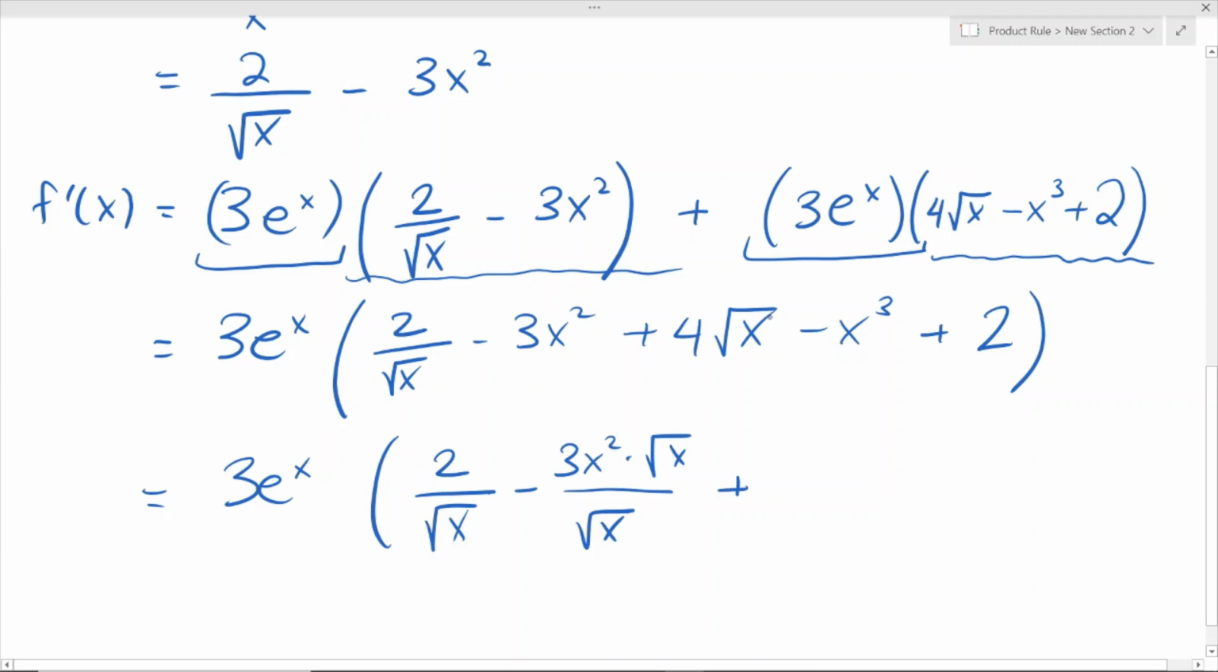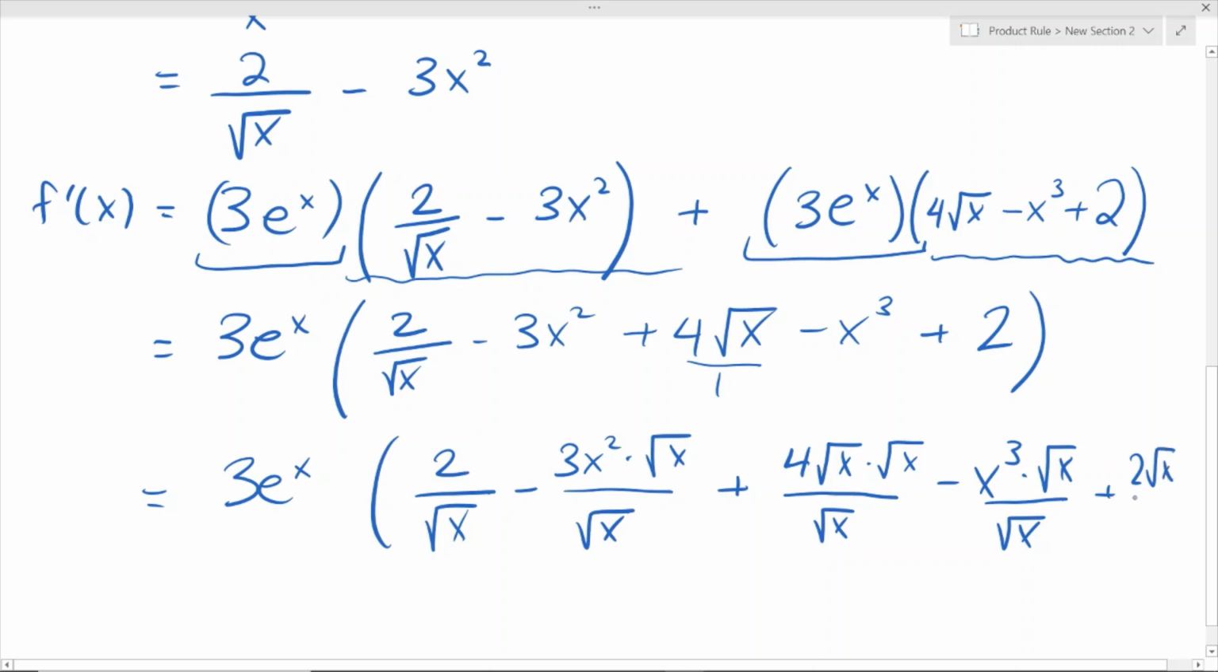So I'm going to multiply the numerator by square root x and the denominator by square root x. So I'm going to get 4 times square root x times another square root x. I have to multiply by square root x in the denominator, so I'm going to write square root x here, right? Because this is over 1, so I'm multiplying the square root x here, multiplying the square root x here, just like that. And then this is negative x cubed, okay, times square root x in the numerator, times square root x in the denominator, just like that. And then plus 2 times square root x times square root x in the denominator, just like that. Okay, so we can get a common denominator.